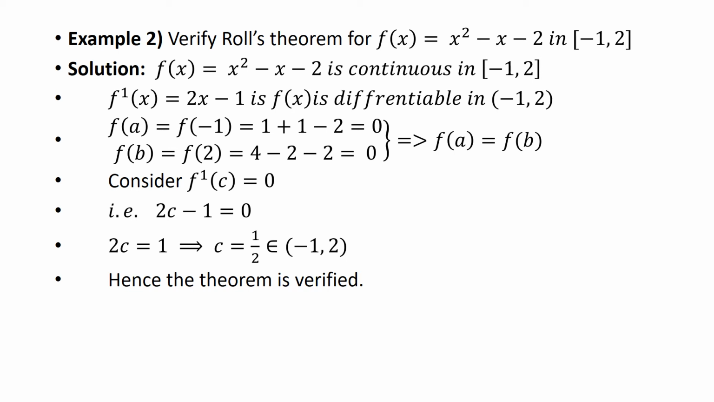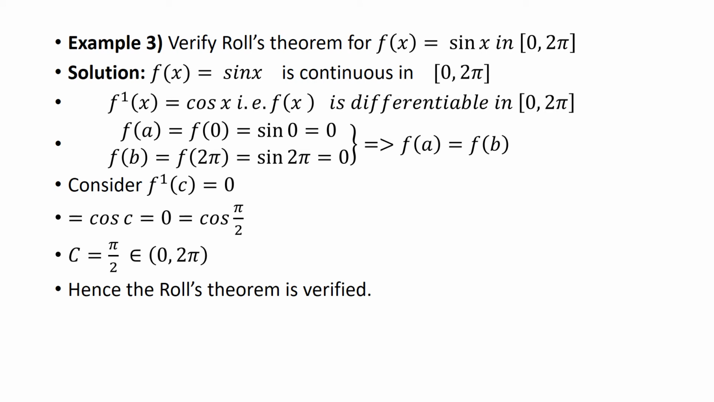And the third condition of Rolle's theorem is that f of a must be equal to f of b. So f of a is equal to f of minus 1, which is equal to 1 plus 1 minus 2, equal to 0. And f of b is equal to f of 2, which is equal to 4 minus 2 minus 2, and it is equal to 0. So the function satisfies all three conditions of Rolle's theorem. Therefore, f dash of c is equal to 0 from Rolle's theorem. So that is 2c minus 1 equal to 0, or 2c is equal to 1, or c is equal to 1 by 2. And we can see that 1 by 2 lies between minus 1 and 2. Hence, Rolle's theorem is verified.